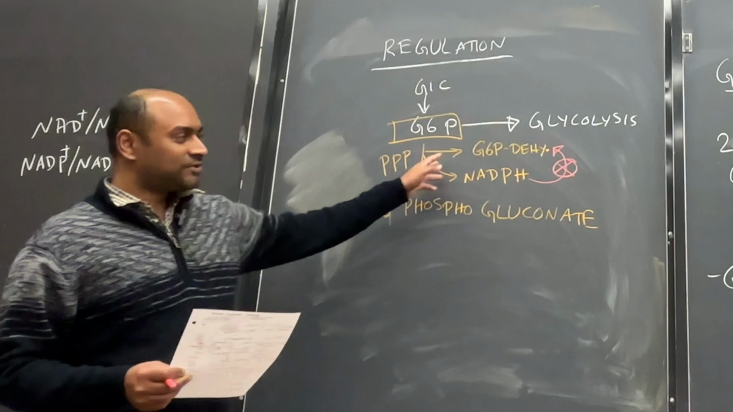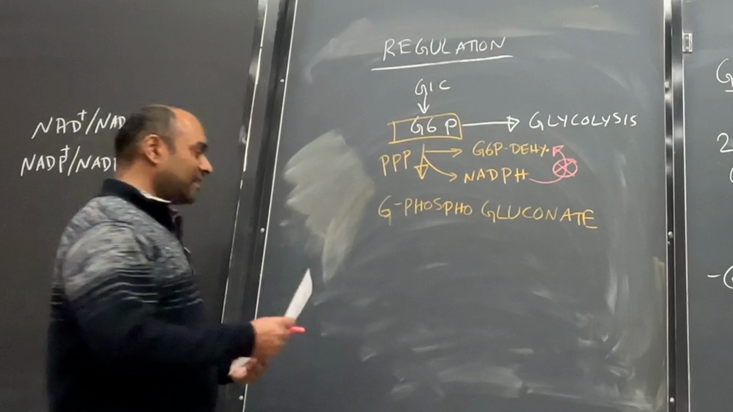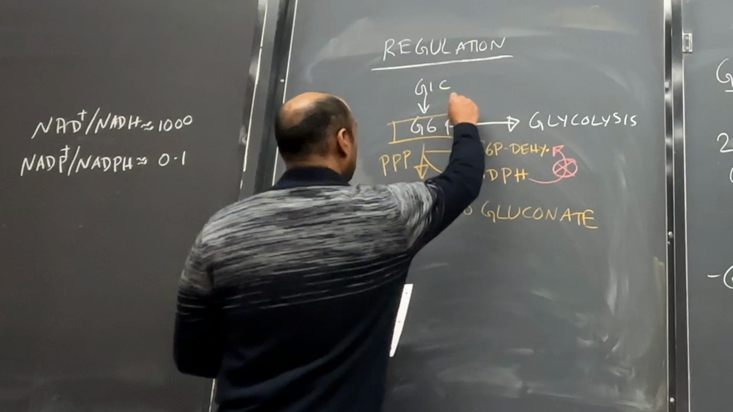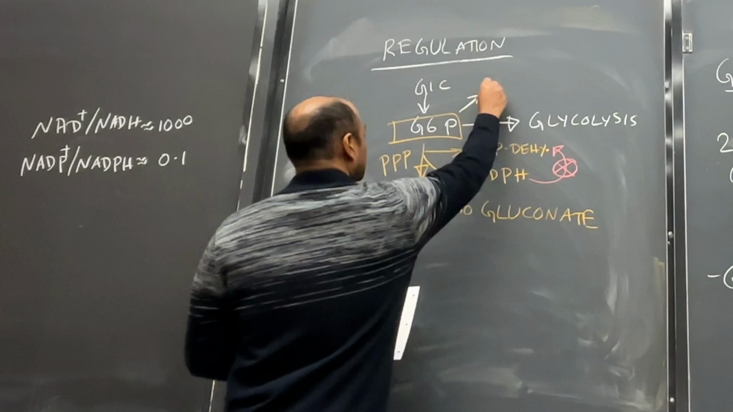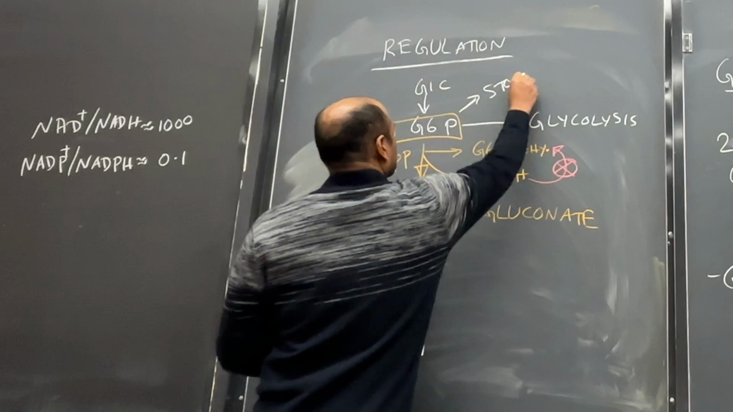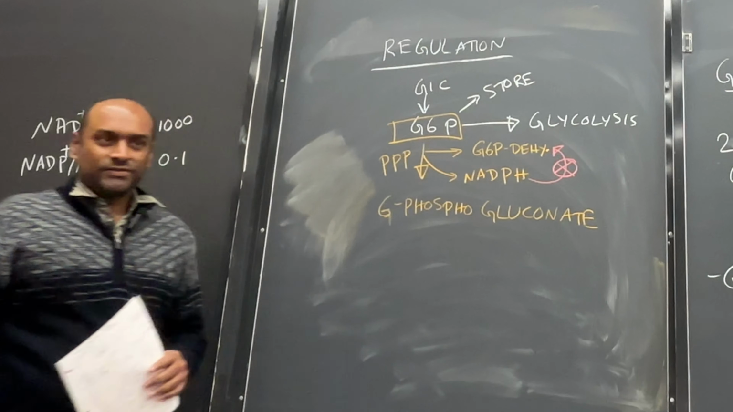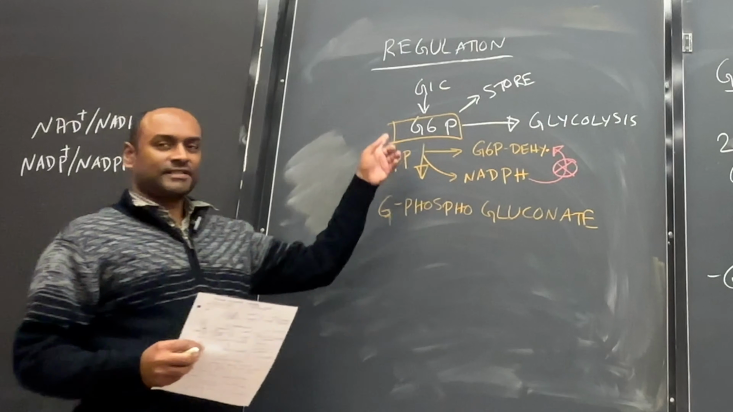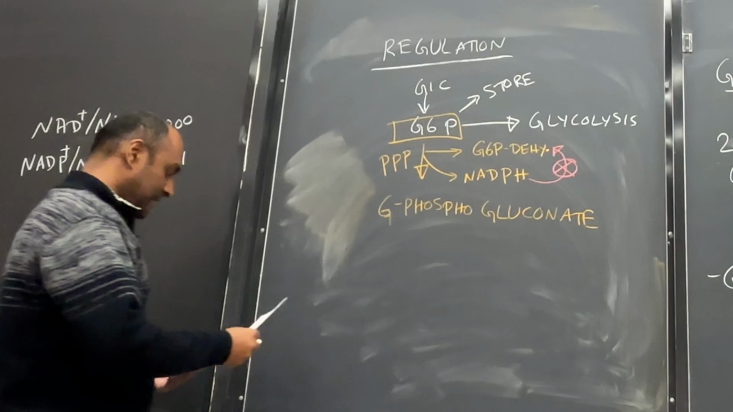Instead, use G6P to do glycolysis, or not only glycolysis, but you can also use it to store glucose as glycogen. So do those processes instead of going this way. So that's what it means.